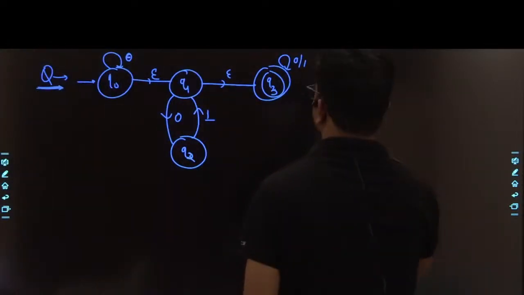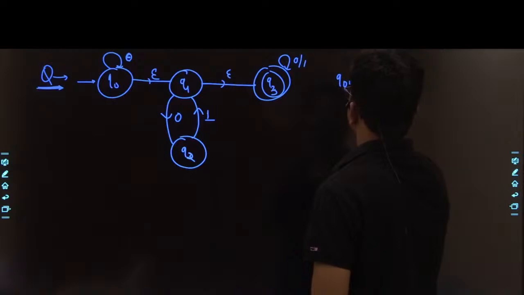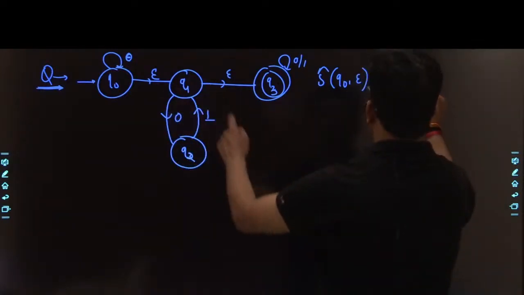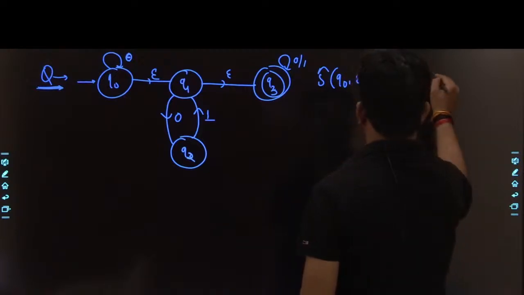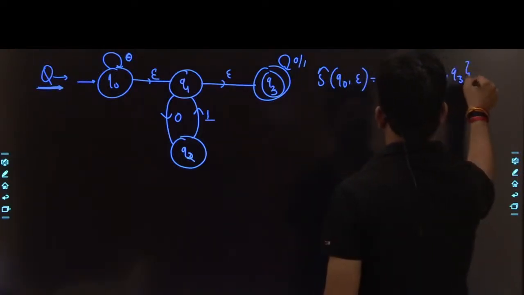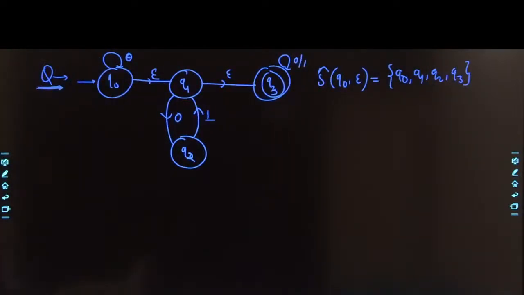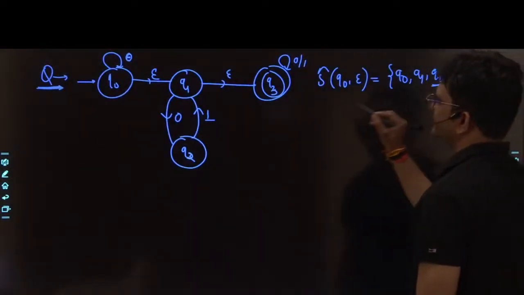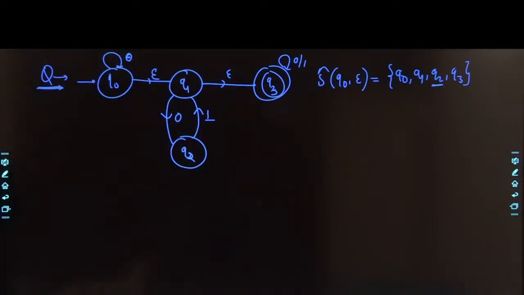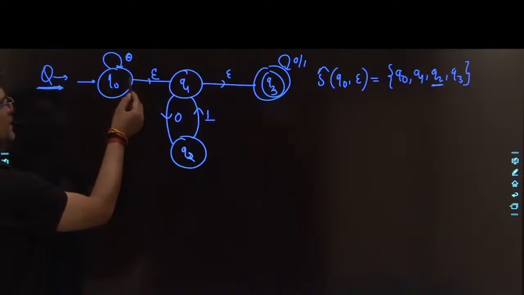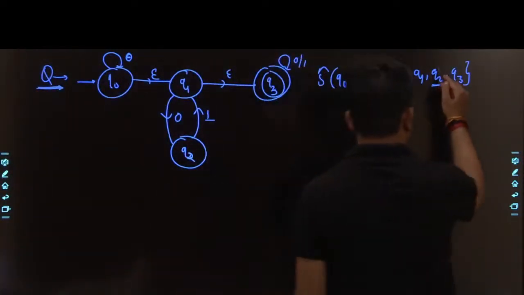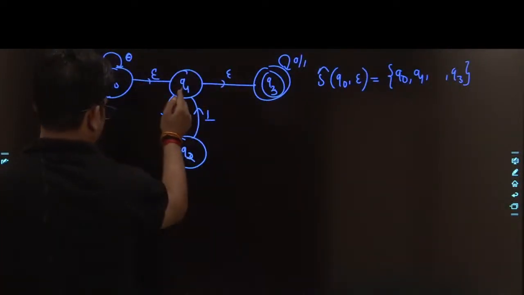First you find the epsilon closure of Q0. The epsilon closure of Q0 is Q0, Q1, Q2, Q3? Yes or no? Is Q2 present or not in the epsilon closure of this one? Can we reach here with only reading epsilon? No. So Q2 is not present in the epsilon closure of this. So Q0, Q1 and Q3.